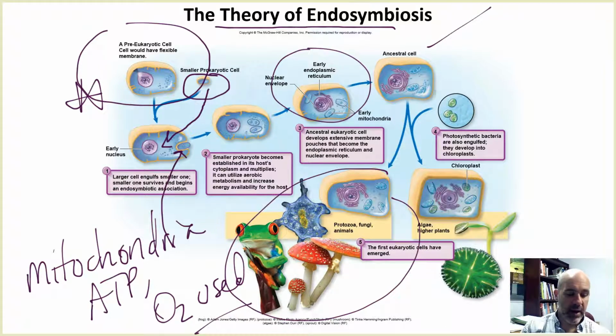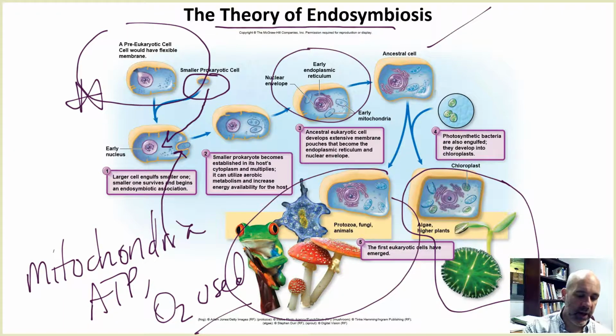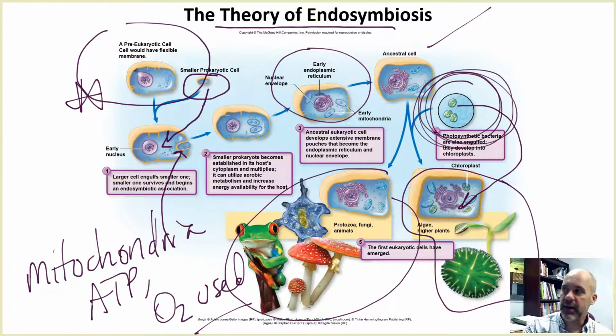Also, your plants and your algae, the ones that do photosynthesis, kind of a similar theory exists, endosymbiotic theory, where you had eukaryotic cells that engulfed photosynthetic bacteria that you see there. Those photosynthetic bacteria were capable of harnessing energy from sunlight to make ATP. And they also had the capability of manufacturing their own complex organic molecules, starting with carbon dioxide.